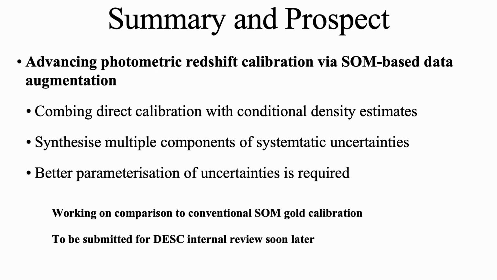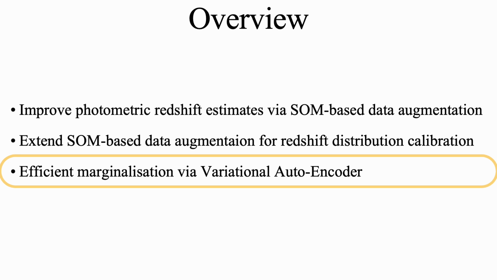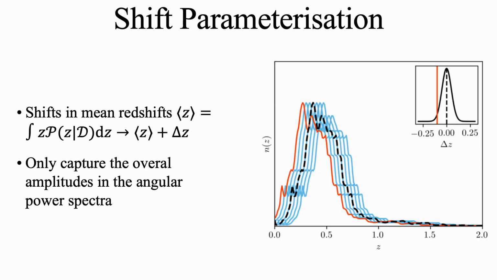In the second topic, we show how data augmentation enhances the calibration of ensemble redshift distributions by incorporating a probabilistic sampling framework to synthesize both statistical and systematic uncertainty components. We find the systematic uncertainties dominated over statistical ones. Finally, we briefly discuss an improved way to parameterize redshift distribution uncertainties for marginalization in cosmological analysis.